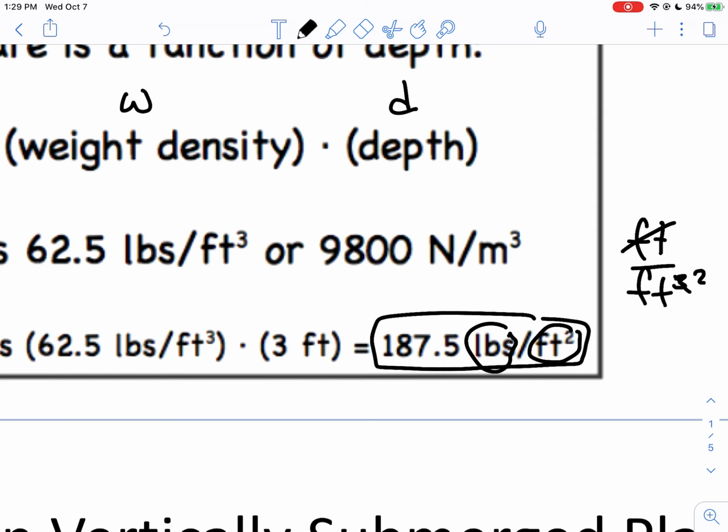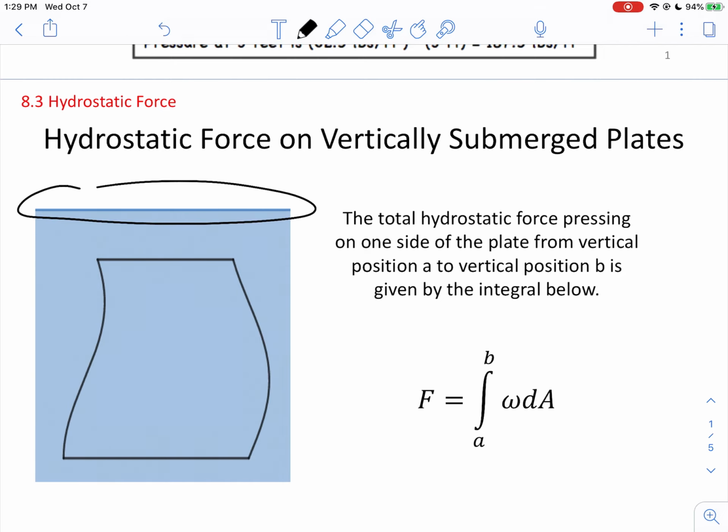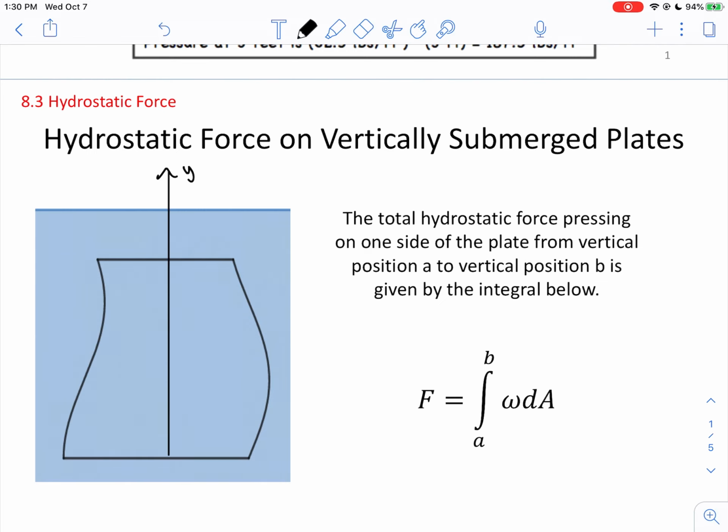And so at a depth of 3 feet, we wind up with a unit that makes sense for pressure, force per unit of area. Okay, so let's say we have a plate that's been submerged vertically. Here's our plate, we're looking straight at it. We'll say this is the top of the water up here. I'm going to choose to do all of our problems here using the y-axis going straight up, which means that the bottom of our plate is going to be at a lower y-coordinate. We'll call it y equals a. And the top of the plate we'll say is at a higher y-coordinate, y equals b.